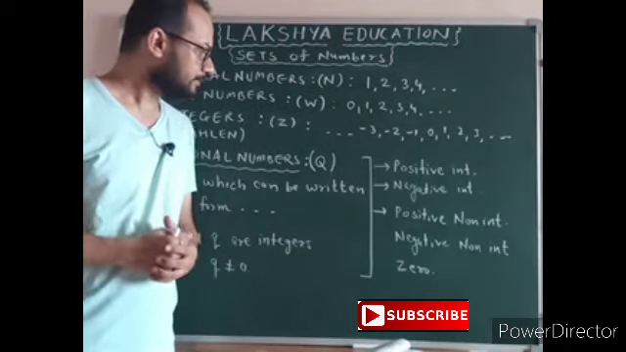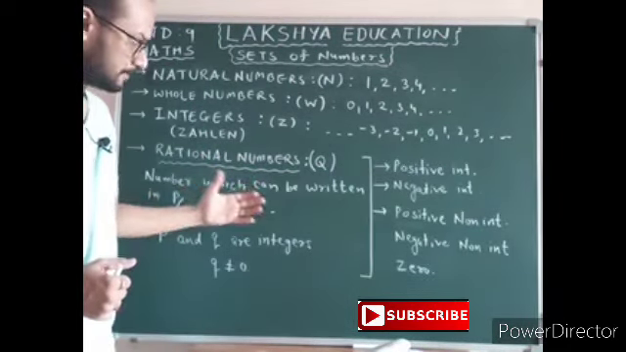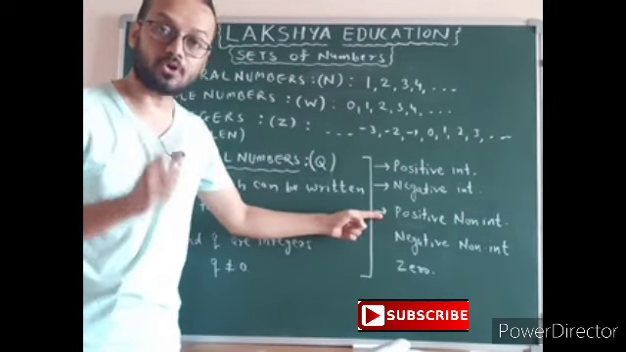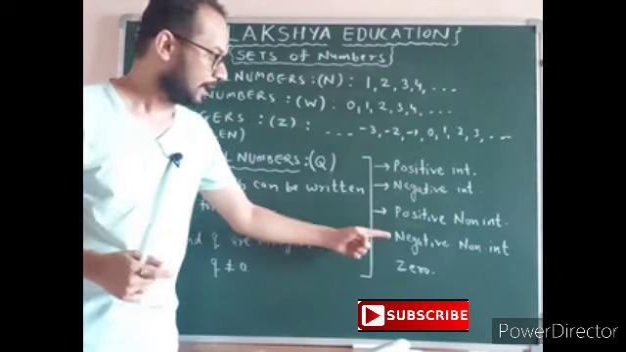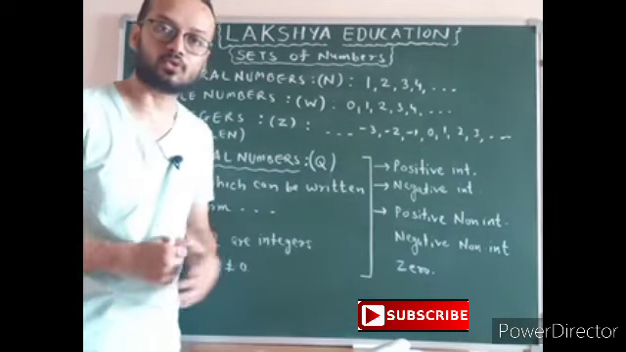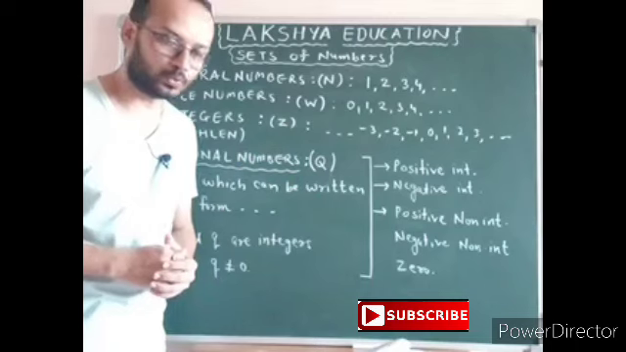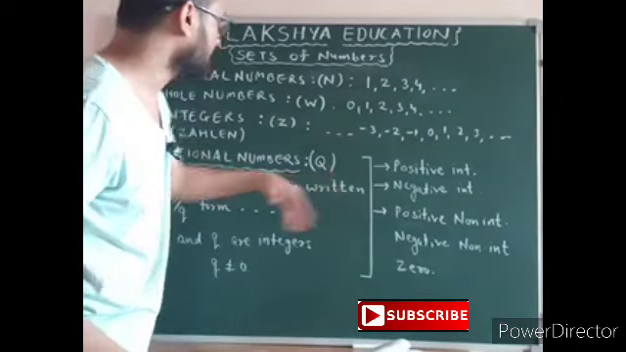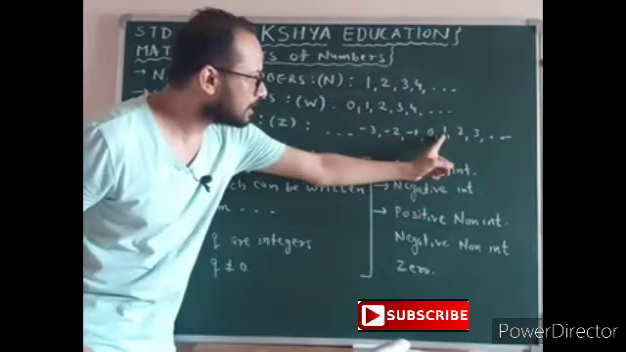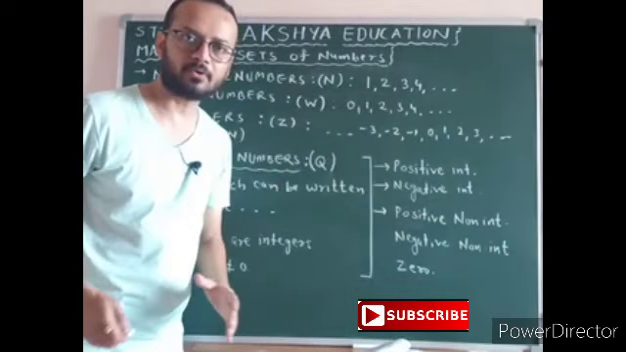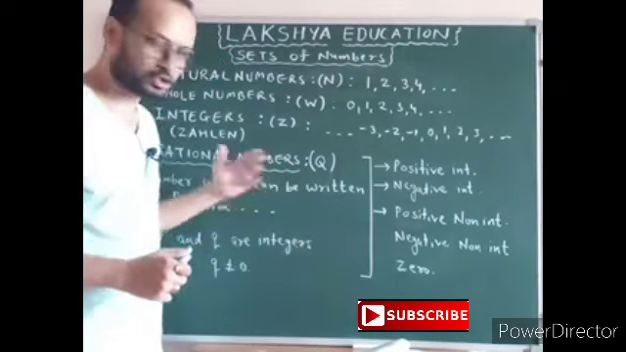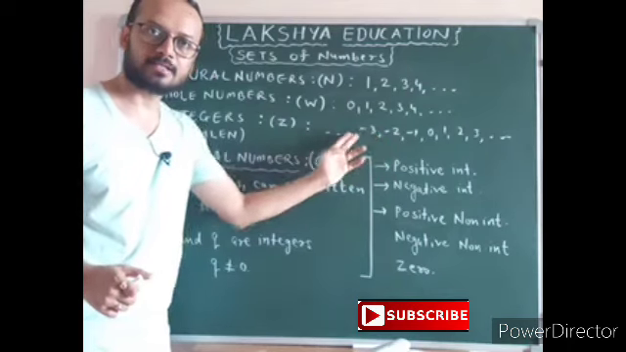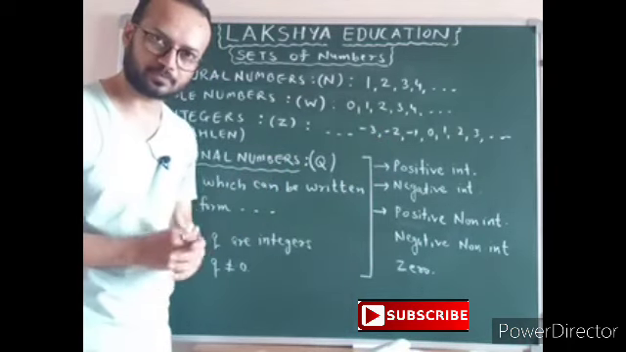The numbers included in rational numbers are positive integers, negative integers, positive non-integers, means fractions, and negative non-integers, as well as 0. All these numbers are included in the set of rational numbers. Positive integers, like positive numbers 1, 2, 3 and so on. Any positive integer you can include in the Q set. Negative integers like negative numbers -1, -2, -3 up to infinity, they are included in Q.